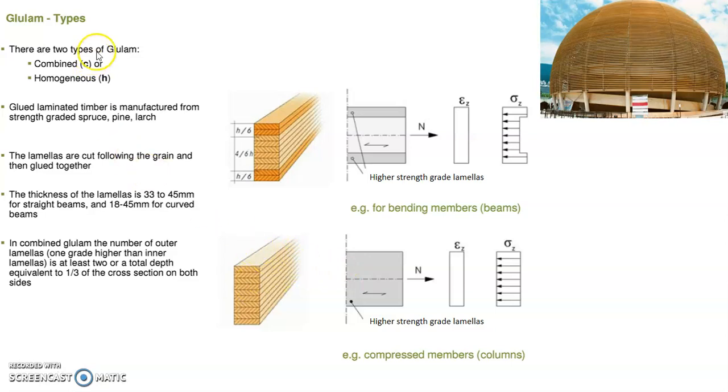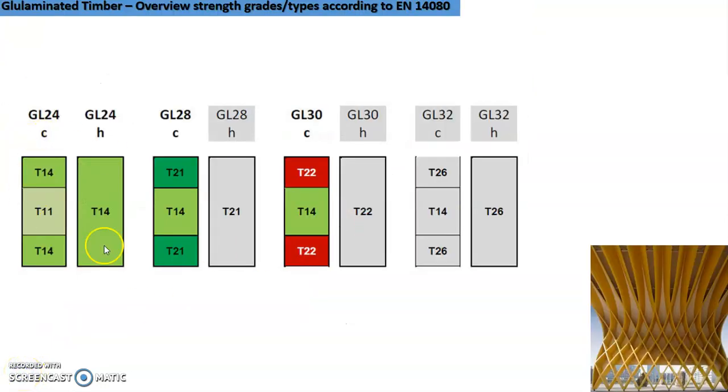So when you use glulam, you have a flexibility to decide on whether you want combined or homogeneous plies in order to suit the different structural requirements. So the diagram shows you that, for example, for the same grade, you can have a difference between homogeneous glulam or combined glulam in order to serve your particular requirement, whether it is to resist bending or to resist the compression.